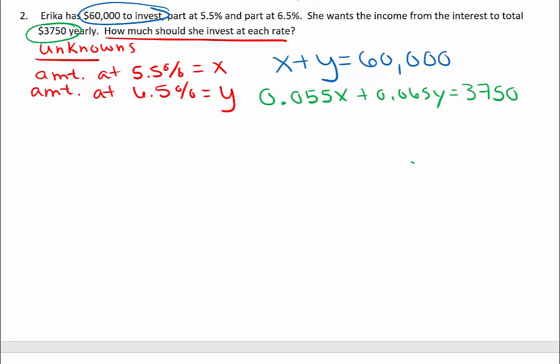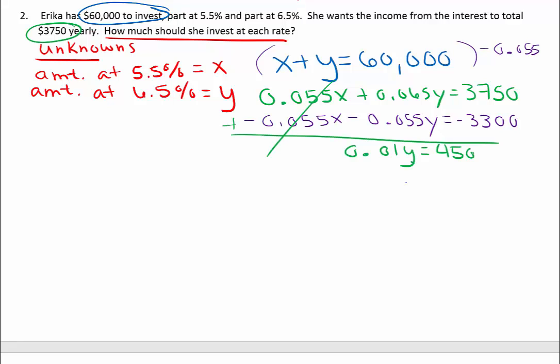Basically, if I add up the interests, 0.055x plus 0.065y, it has to total 3,750. I'm going to use the elimination method again. If I want the x's to be eliminated, I've got to multiply that top equation by negative 0.055. So negative 0.055x, negative 0.055y, and negative 0.055 times 60,000 is negative 3,300.